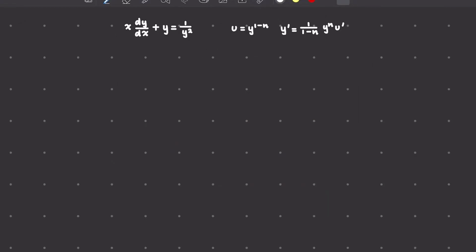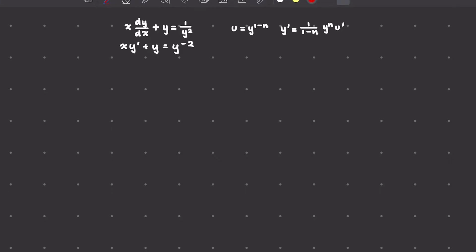Hi everyone, so this is our first example for today's Bernoulli equation. We have x dy/dx + y = 1/y^2. Our very first step is to rewrite this Bernoulli equation in a simpler way so you will notice what's going on here. I will bring the 1/y^2 to the top, and that will give y to the negative 2.